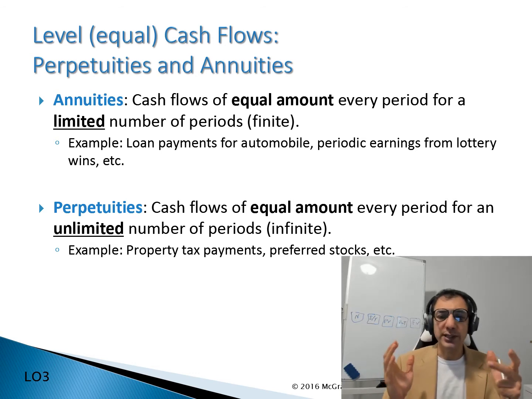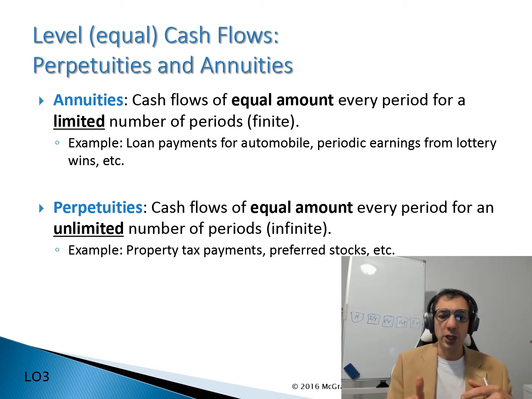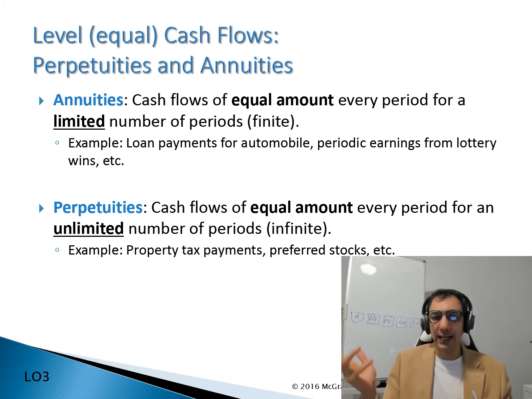For annuities, the examples are very common. You can talk about a mortgage or a loan payment. When you are buying a car, you have to pay back the loan for 5 years, for 3 years, for 10 years. Same for the mortgage. So these are examples of annuities. The payments are the same for a limited period of time. But when you talk about preferred stocks, usually preferred shareholders receive equal payments for an unlimited period of time, as long as they own the stocks, as long as they live. So that's the difference between annuities and perpetuities.